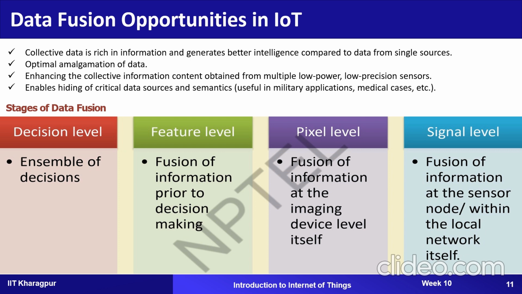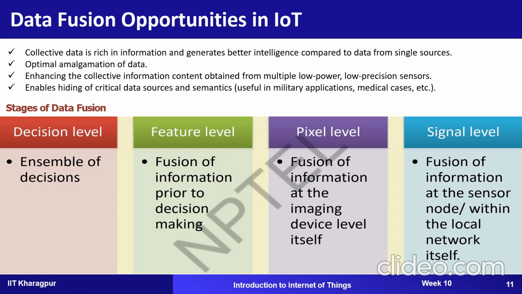Now the stages of data fusion. Data fusion can be done at different stages. First one is your decision level. It means the ensemble of decisions. So basically you have collected data from different sensors and you have generated decisions for each of the sensors separately, and further the decisions are fused together.